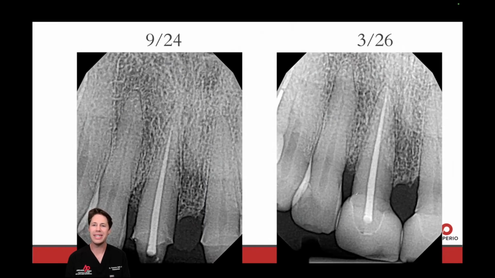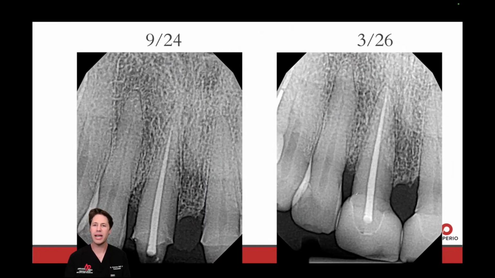Also, we need to understand etiologies at play. I think there were three etiologies at play for this case: the periodontal pathogens, the endodontic involvement, and the traumatic occlusion. All of these etiologies were addressed, which allowed for predictable osseous fill.